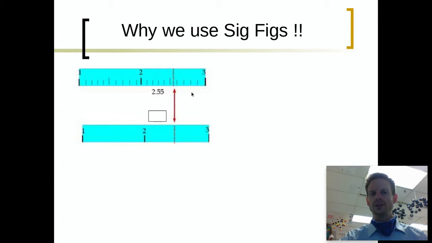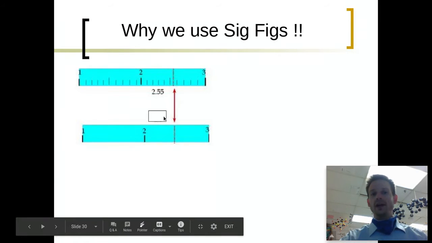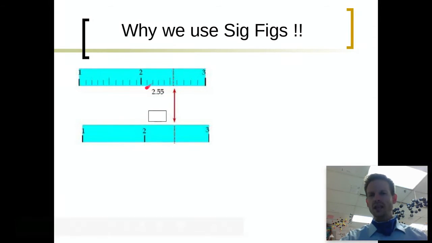Hopefully, you did something around that, 2.55. We know this, we guessed that. We know it, we guessed it. Where this guy, can we do that as well? We can't, because the only number we know for sure is the 2. We still want to take a guess. It's just not going to be as precise as our last guess.